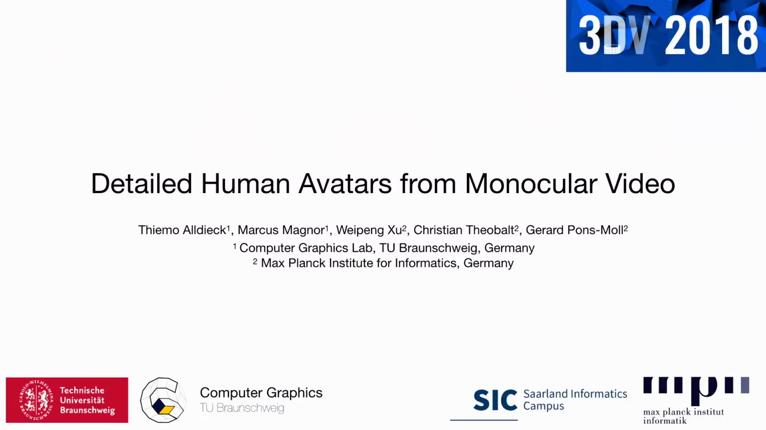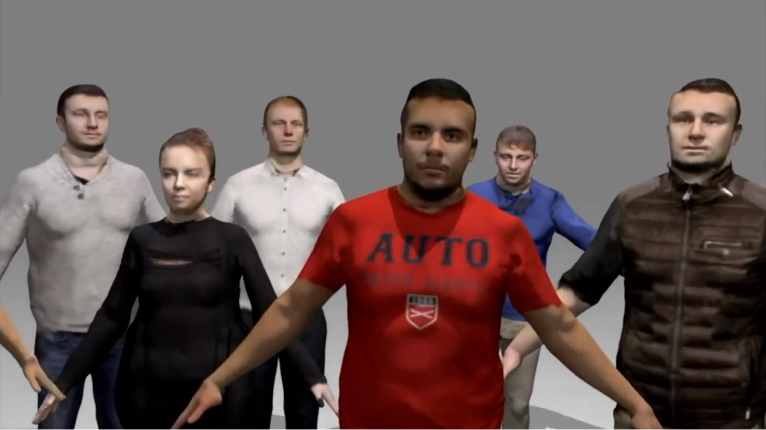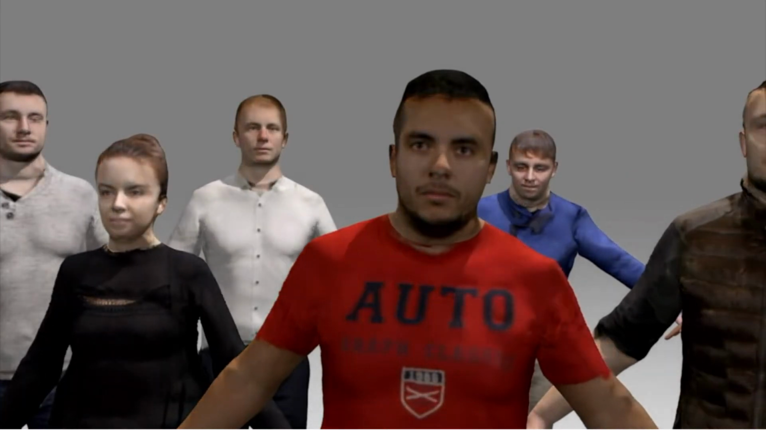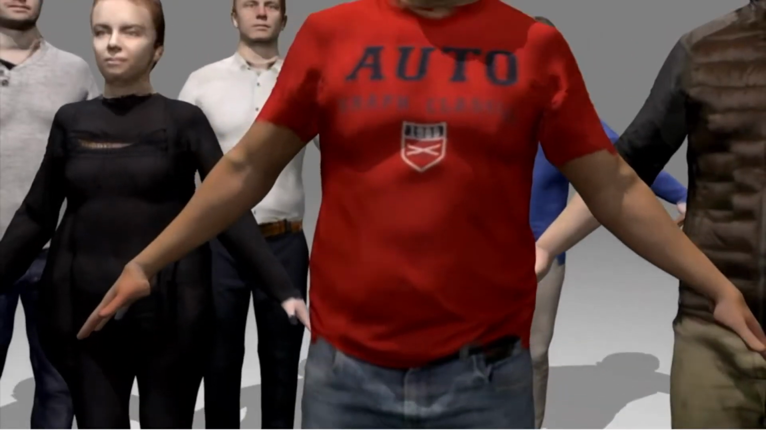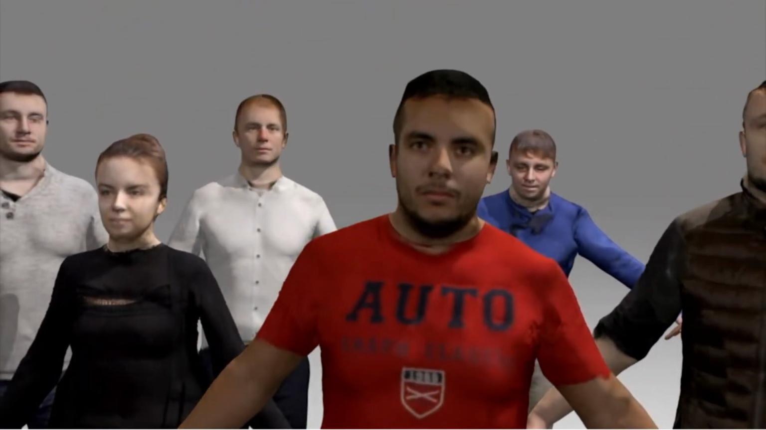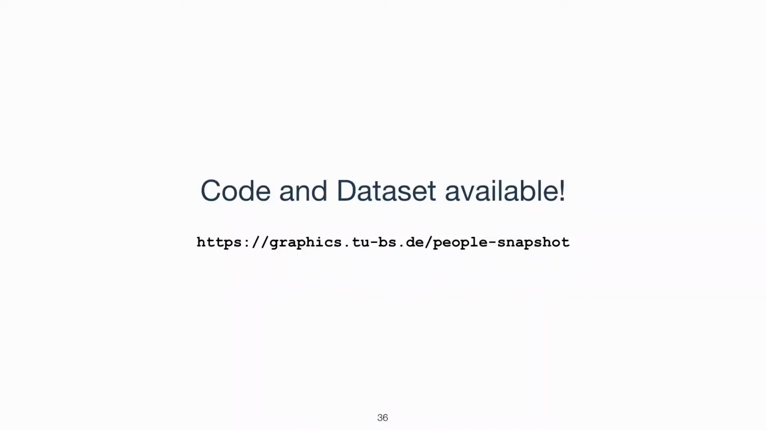At 3DV last year we also presented an update. I won't talk about this today, but just to give you a quick teaser, we optimized the shape a bit more. We created a nicer texture, and these are some of the results of the extended method. So if you like this and you want to try it out yourself and digitize yourself, the code and the dataset are available for research purposes. You can just go ahead and download it.